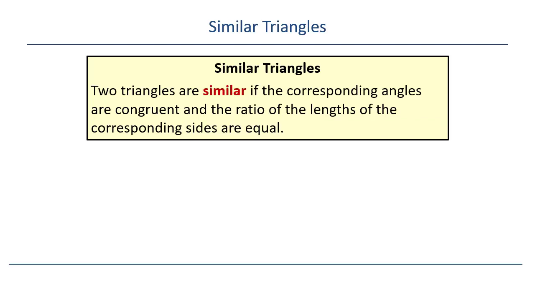Similar triangles. Two triangles are considered similar if the corresponding angles are congruent and the ratio of the lengths of the corresponding sides are equal. And really, as soon as the corresponding angles are congruent, it forces the ratio of the lengths of the corresponding sides to be equal. And ergo, if you go in the other direction and force the ratio of the lengths of the corresponding sides to be equal, that will force the angles to match up. So basically, you only need one or the other, and it forces the other half.